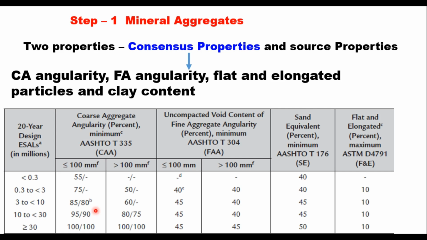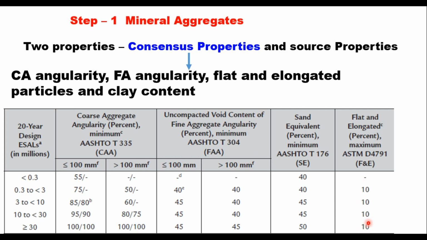Now this test, coarse aggregate angularity, is not applicable for aggregate size 4.75 mm and down. Fine aggregate angularity is to be determined as per AASHTO method T304, and these are the maximum values of flakiness and elongated particles, 10%.